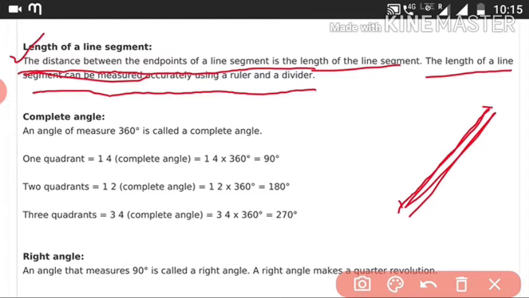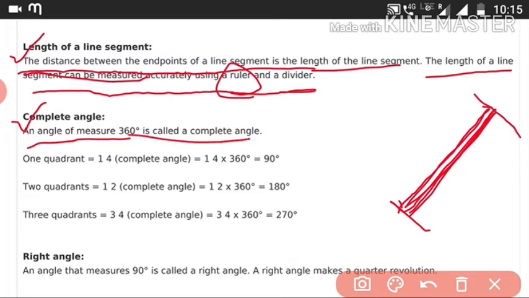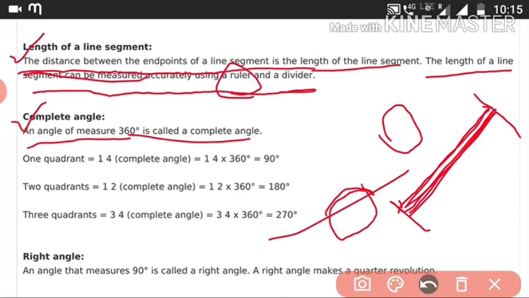Using a ruler means scale. Ruler or scale is the same. You have to use a ruler or divider. With the use of ruler and divider, we can measure the length of the line segment. Now complete angle. An angle of measure 360 degrees is called a complete angle. Remember this. Suppose this is a straight angle, and the complete angle will be how much? 360 degrees.